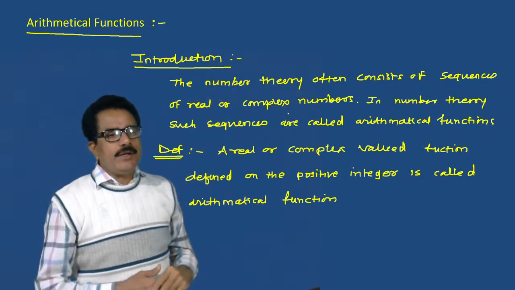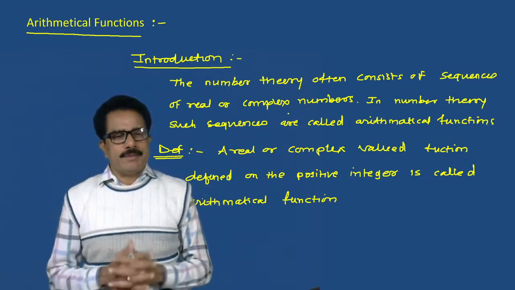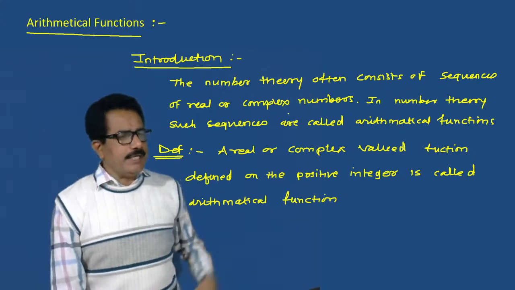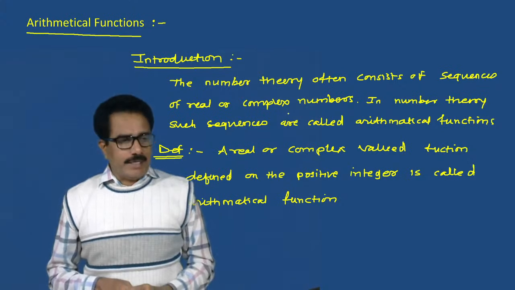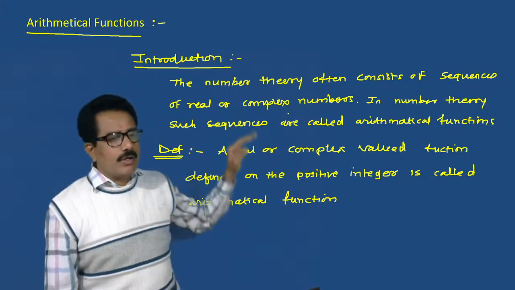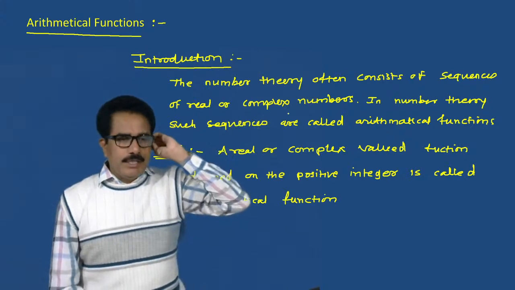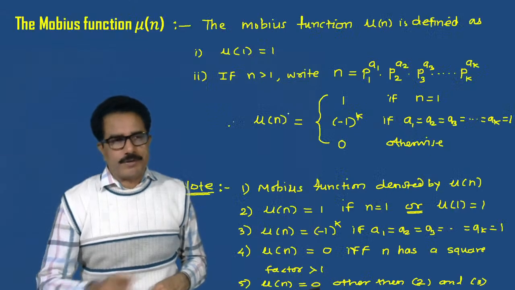Number theory often consists of sequences of real or complex numbers. In number theory, such sequences are called arithmetical functions. By definition, a real or complex valued function defined on the positive integers is called an arithmetic function.